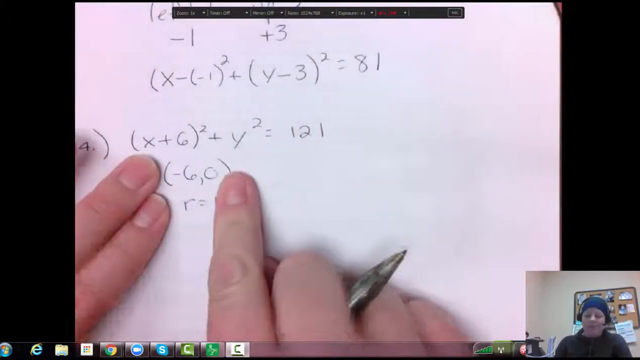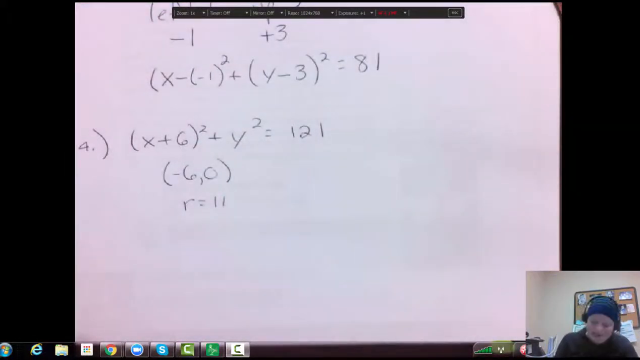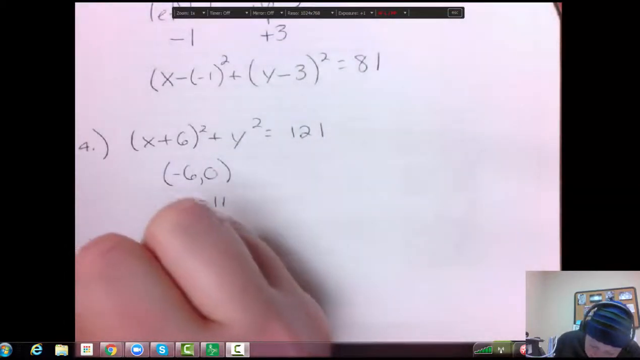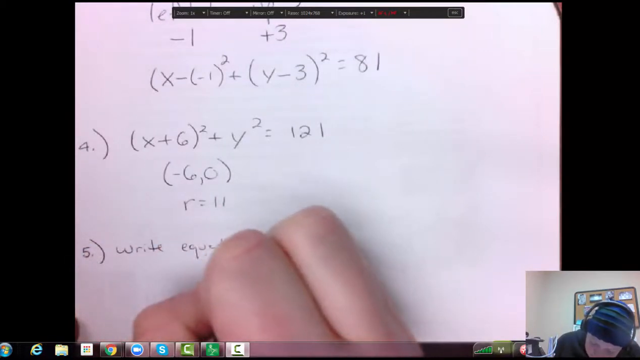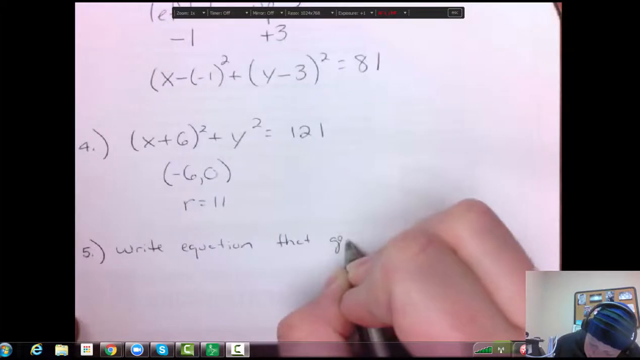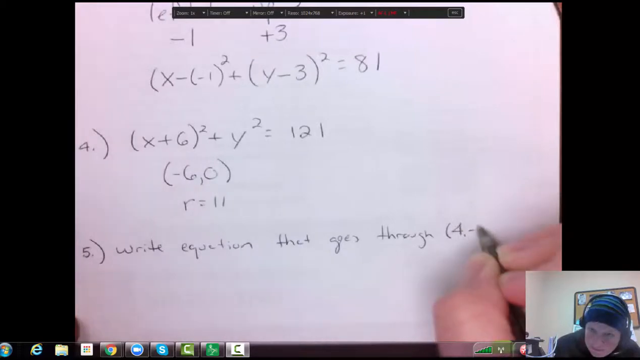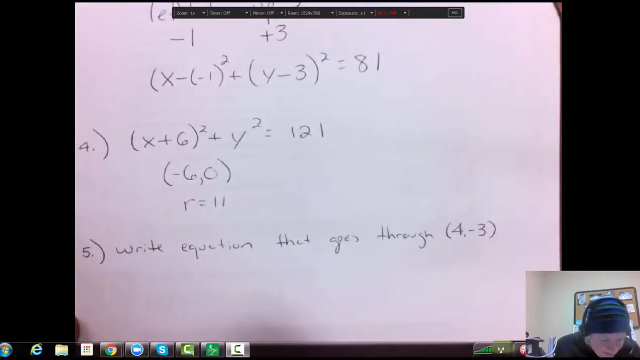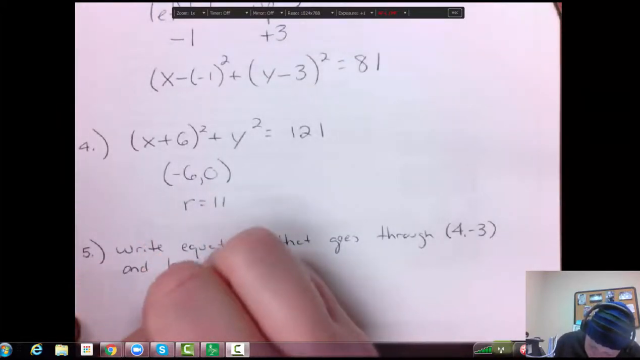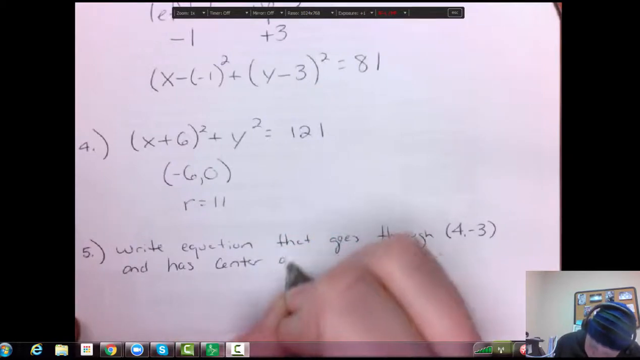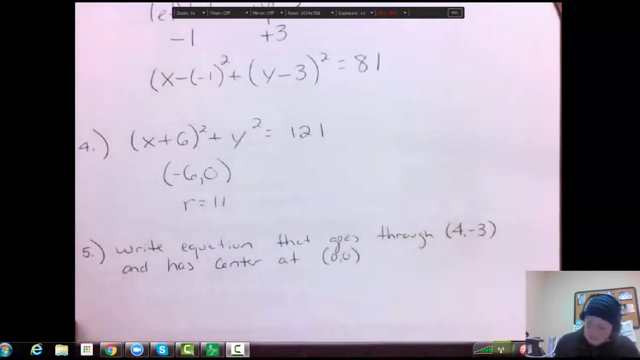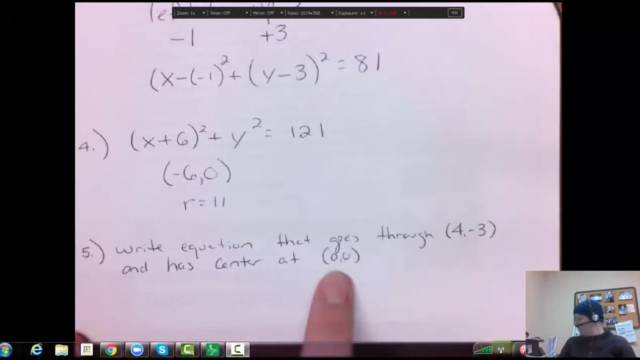Or again, you could have this information and go back. This question I found a little bit more challenging. Wanted to make sure I did this one. What if you want to write an equation that goes through this point? So I'm going to write this out. Write an equation that goes through the point 4, -3, and has a center at 0, 0. So it has to go through that point, and 0, 0 is our center.